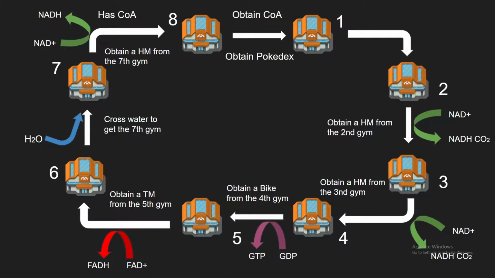Now, in this diagram alongside the Pokémon items, there are the Krebs cycle items. Obtaining the Pokédex equals CoA, HMs are equal to NAD+ to NADH, and CO2. The bike is equal to GDP going to GTP, and the TM is FAD to FADH2. Crossing the river to get to the water gym is the addition of H2O.